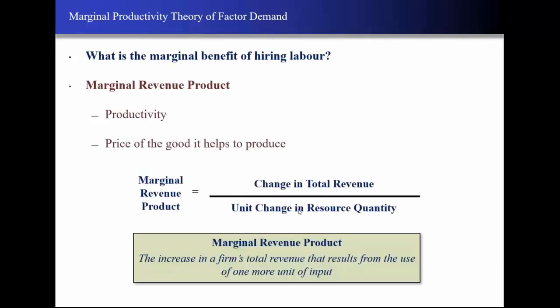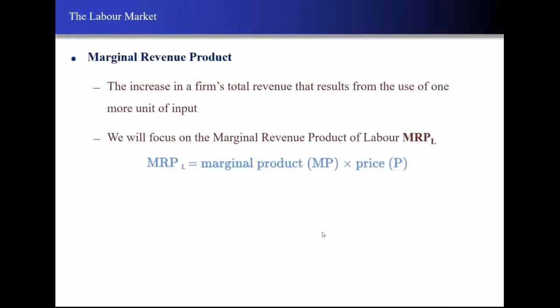Okay, so this slide here is just telling us about marginal revenue product. Marginal revenue product is the change in total revenue when you hire an additional unit of labor. Okay, and so what's that going to be comprised of? Well, it's going to be comprised of the marginal product of the person you just hired times the price.